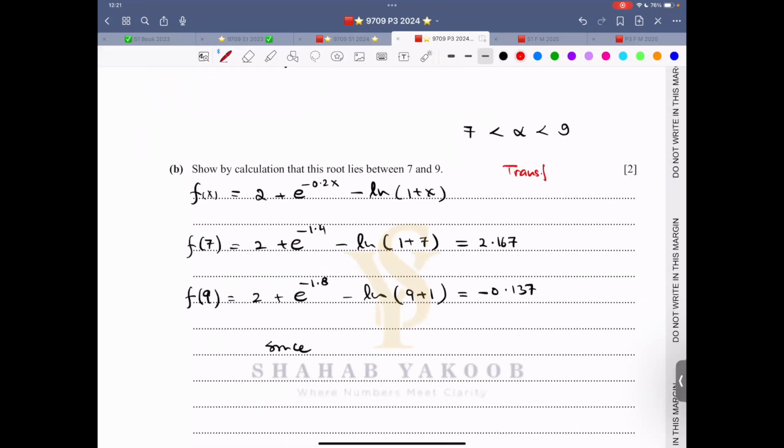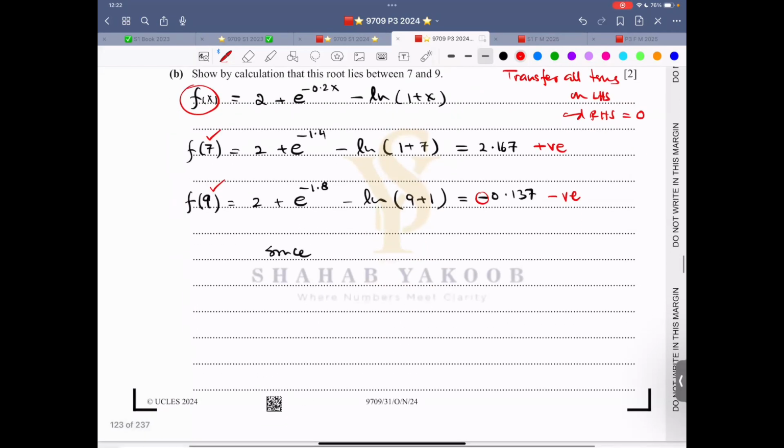Transfer all terms to the left-hand side so that the right-hand side equals 0. When you transfer all the terms, you call it f(x). Then you plug in one value, and you plug in the other value. This one comes out positive, this one comes out negative. Since there is a change of sign between f(7) and f(9), therefore the root alpha lies between 7 and 9.